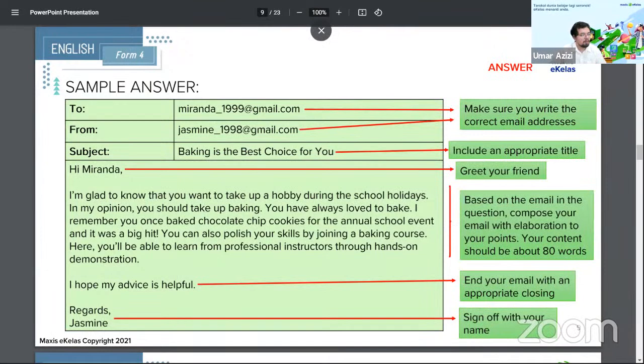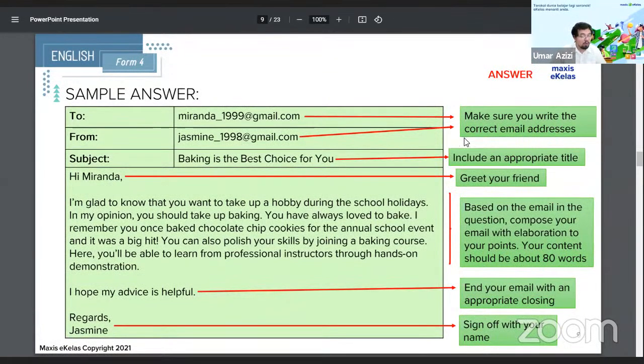So there we go. Make sure you write the correct email, which is why I asked you before this. Do you identify who's writing it for whom? You need to include an appropriate greeting. You need to write an appropriate subject. Based on the email in your question, compose your email with elaboration to your points. It should be around 80 words.